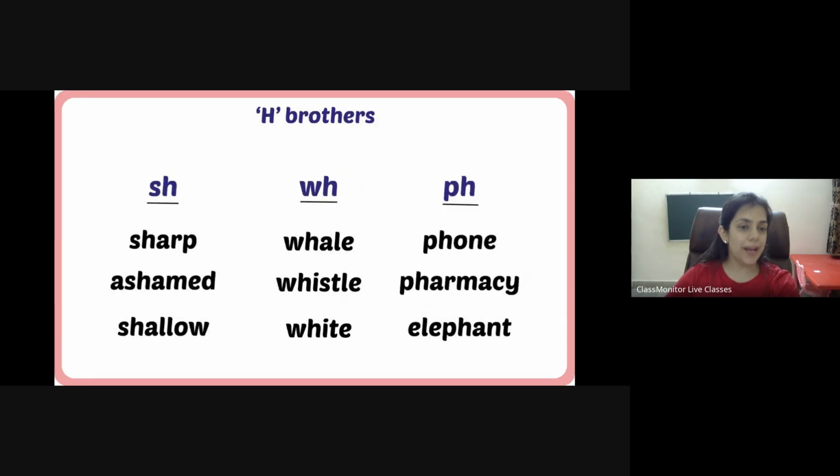Now comes the H brothers. Yes. Then the consonants come with letter H. When S and H come together, what is the sound? The sound is sh. When WH comes together, what is the sound? The sound is same as of letter W. And when P and H come together, what is the sound? The sound is same as of letter F. It is F. Right? I start with Shubhangi, Sonal, Sonam.